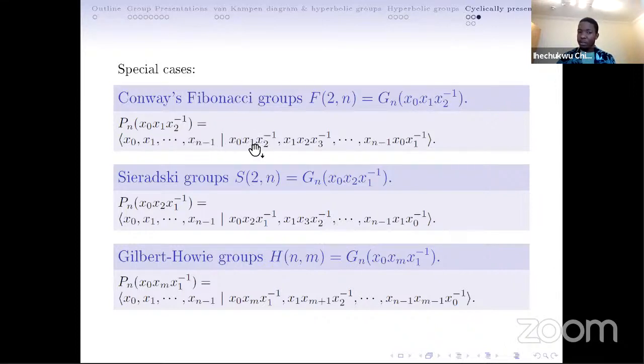It's called Fibonacci because you look here at the subscripts, you have 0, 1, 2. So you add the first two subscripts, you get the next one. And then there are the Sieradski groups, S2N. It's almost like this, but then M is 2 and K is 1. And then the Gilbert-Howie groups, I mentioned two groups in my abstract which we couldn't classify as hyperbolic or not. They belong to this family. M is the parameter here. So this is the presentation for the Gilbert-Howie groups.